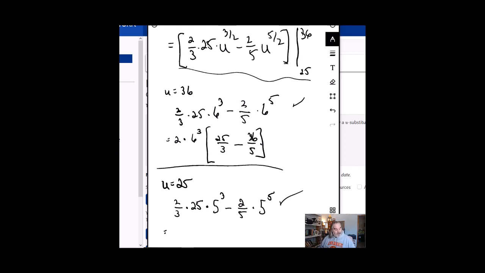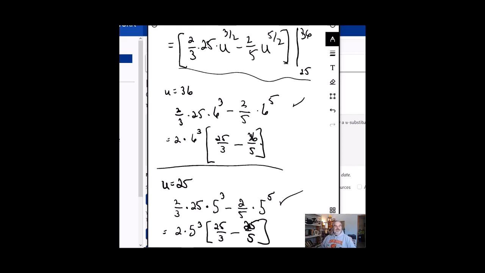And so again, also I'm going to plug in 2 times 5 cubed, leaving behind, let's see, 1/3, another 25/3, minus 1/5 times 5 squared, there's 25.